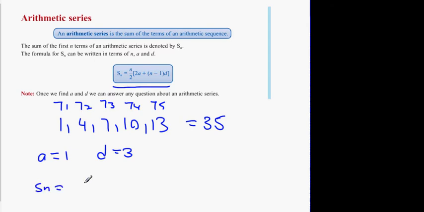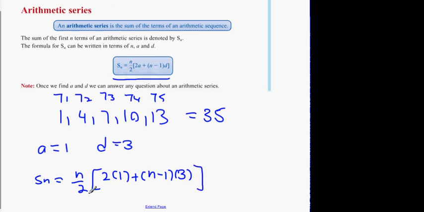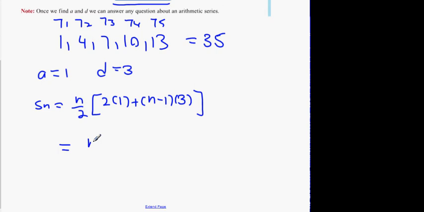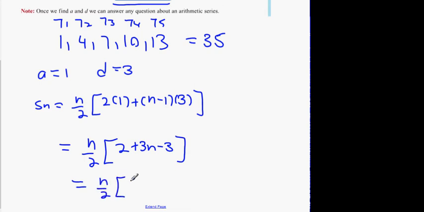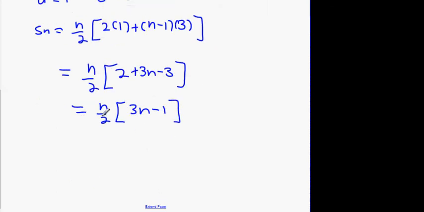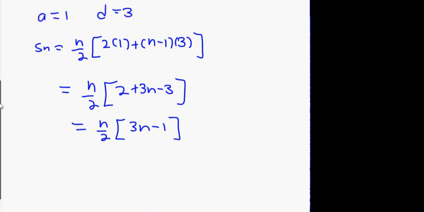So Sn equals n over 2 bracket 2a, 2 times 1, plus n minus 1 times d, so n minus 1 times 3. And then I'm going to get a formula, and this formula here is going to be n over 2 into 2 plus 3n minus 3. It's going to be n over 2 into 3n minus 1. Okay, n over 2 into 3n minus 1. This formula will give me any number I want for any of the totals of the sequences.